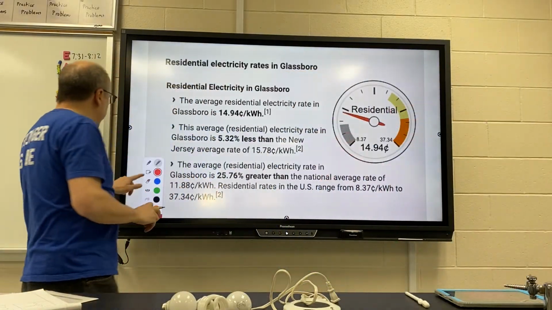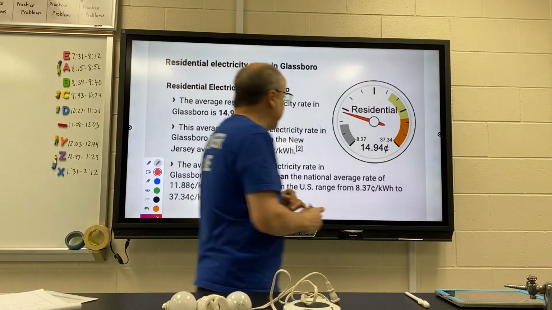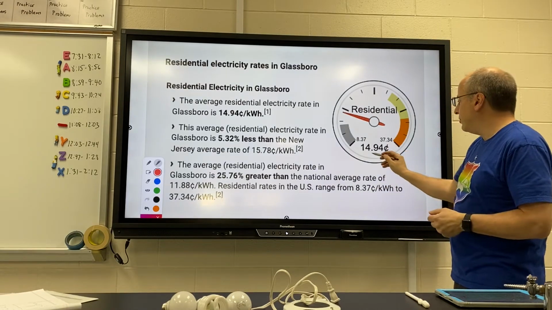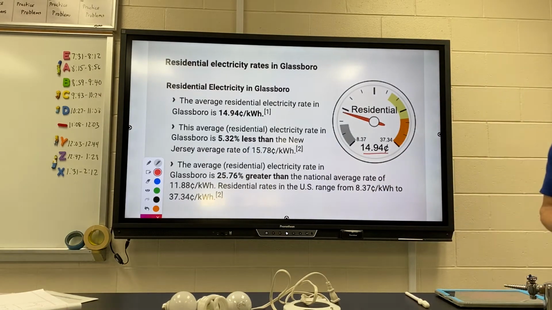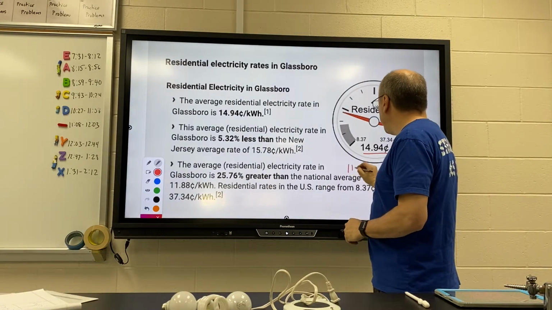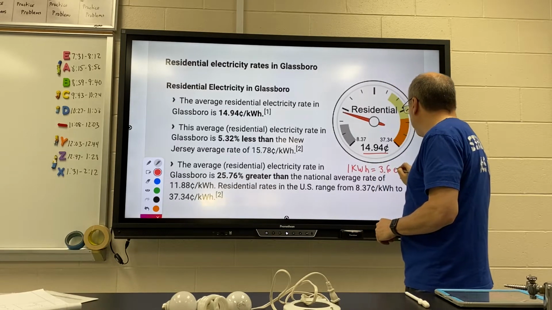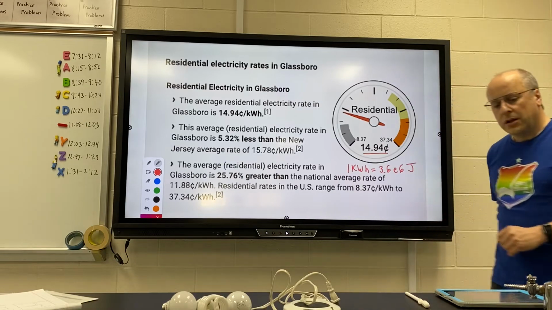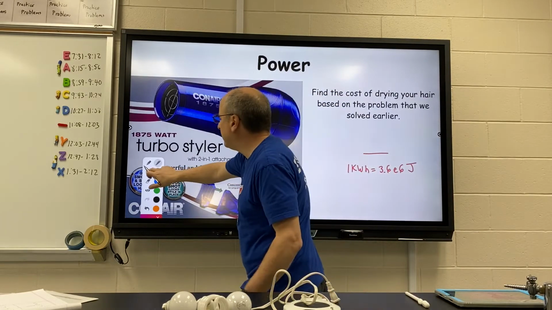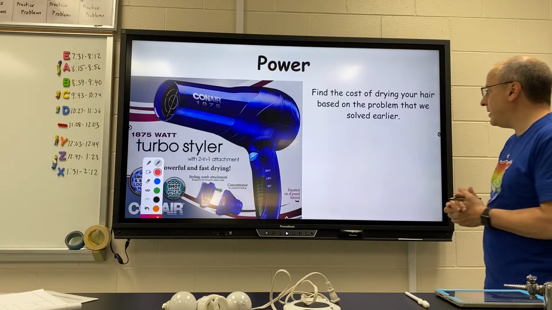Hopefully you remember that earlier this year, we found out how much electrical energy costs us from our power company, and at this time in history, in this area of New Jersey, it's about 14.94 cents for 1 kilowatt hour of energy. Remember, 1 kilowatt hour is equivalent to 3.6 million joules. So with our hair dryer and with many of our electrical devices, we'd like to figure out how much money it's going to cost us to run this device.